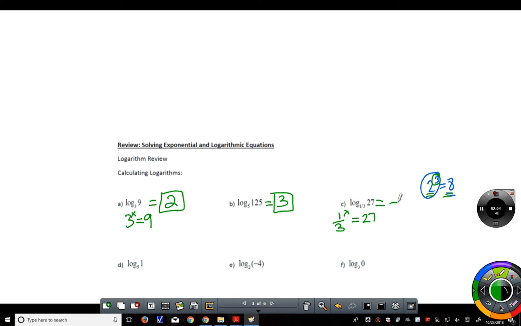And then 3 to what power would be 27? To the third power, like 3 times 3, right? So that's how we're getting -3.